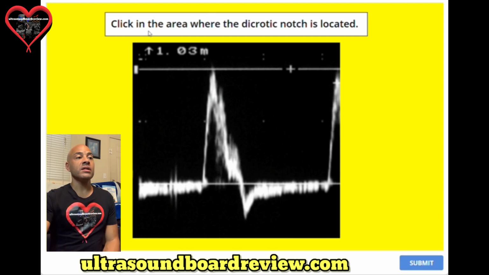Question 74. Click in the area where the dicrotic notch is located. The answer is right here in this region. Don't be fooled into thinking that the notch is here or here. It's going to be right here.